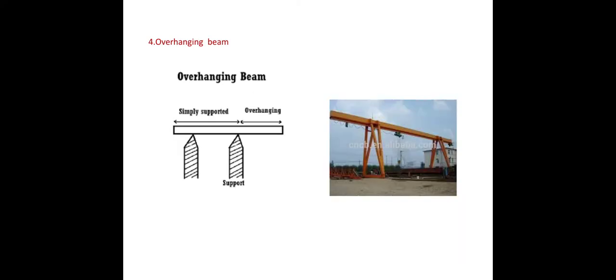So next one is overhanging beam. So a simply supported beam which overhangs at one side or both sides is called overhanging beam. So this is the real life example for overhanging beam.